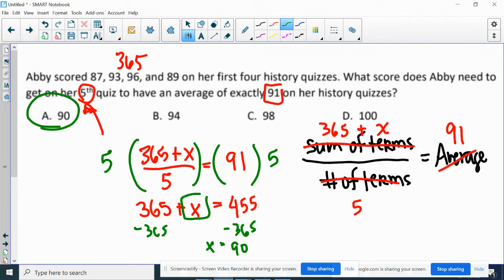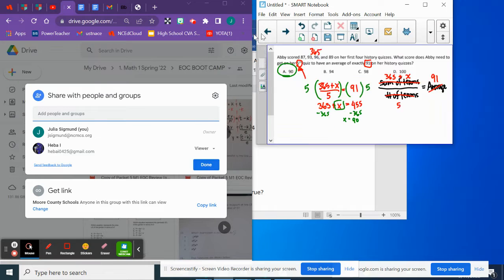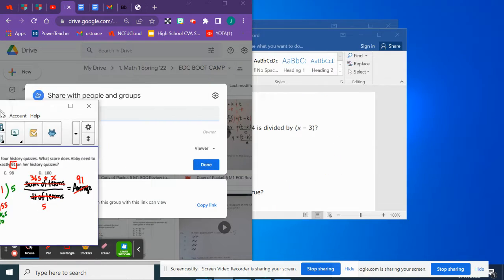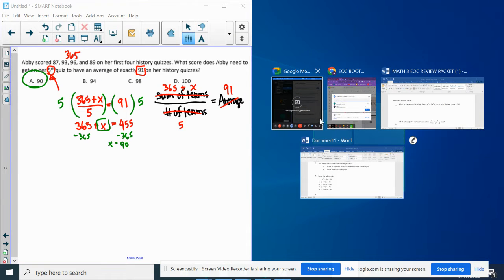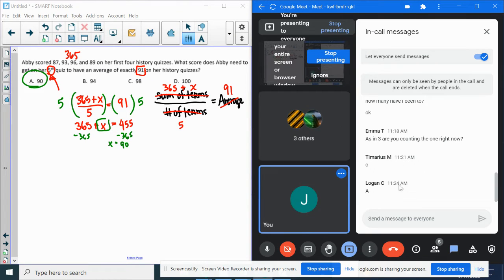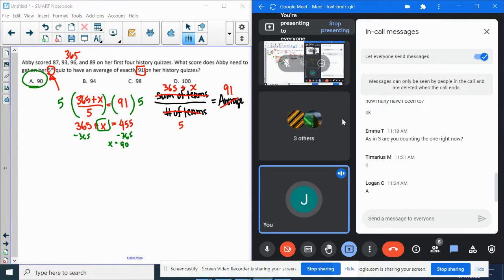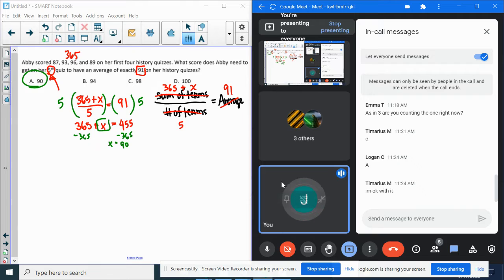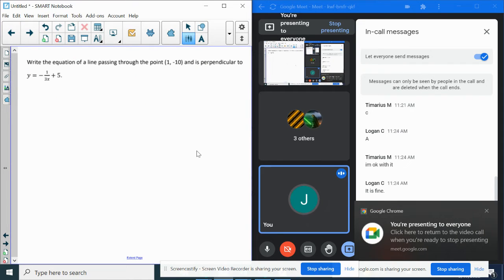X equals 90. I'm going to try split this because I don't like that I can't see you guys. Good job, Logan. Is that too small for you to see the questions and the problems in my work? Or are we okay if I do it this way so that way I can see if you guys have questions as well? All right, cool. As long as you can read it, I'm good. All right, excellent. That way then we can communicate some more.